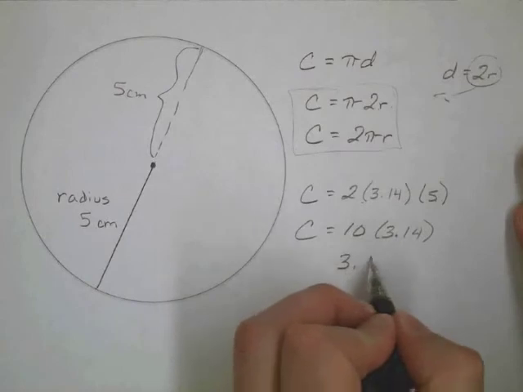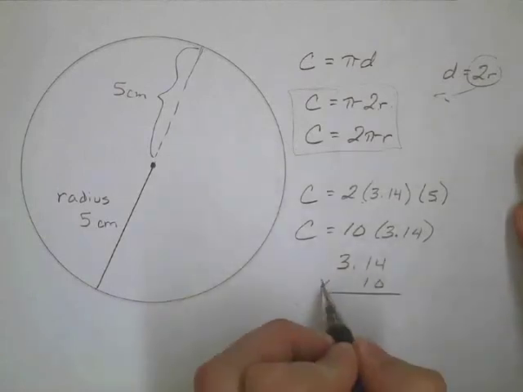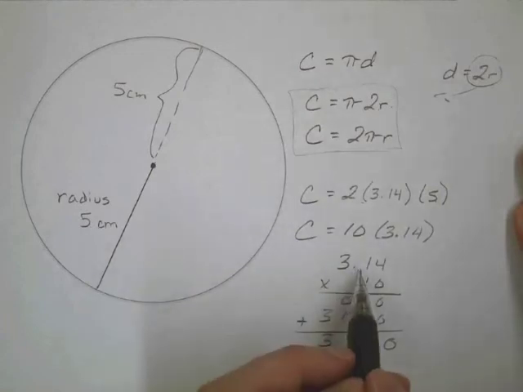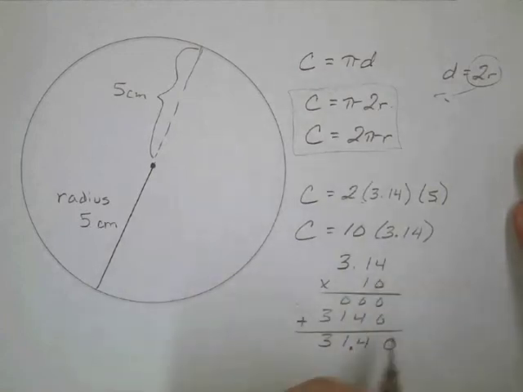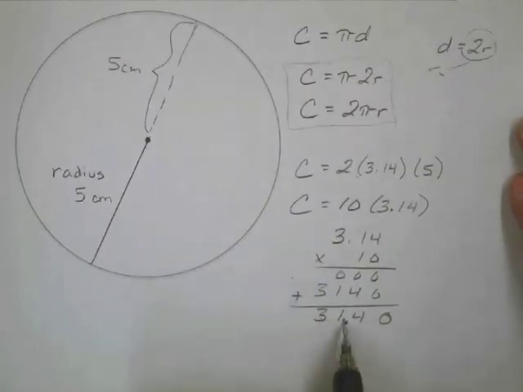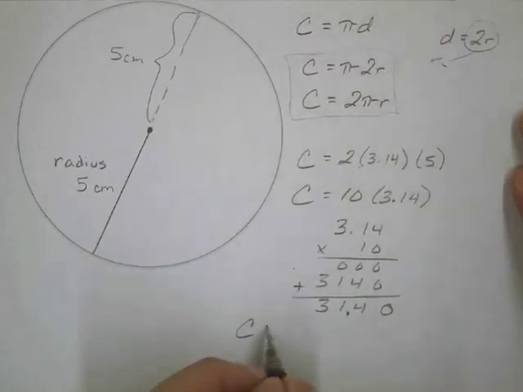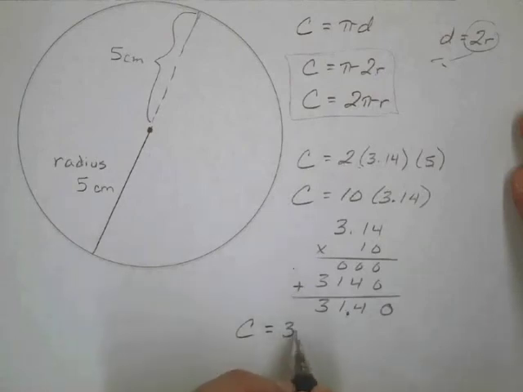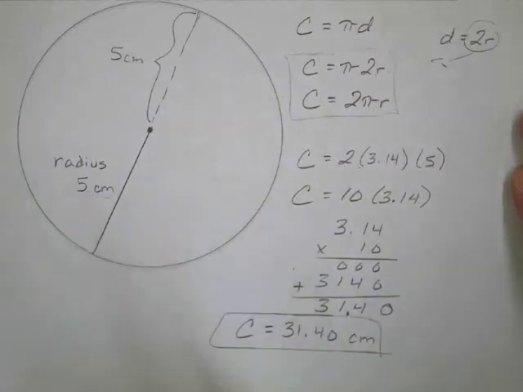I can actually work through that multiplication. And I have 2 decimal places here. So I have 2 decimal places in my answer, and I come up with 31 40/100ths, or 31 4/10. So I can say that the circumference for this circle here, with a radius of 5, is 31 40/100ths centimeters. Again, my units are centimeters.